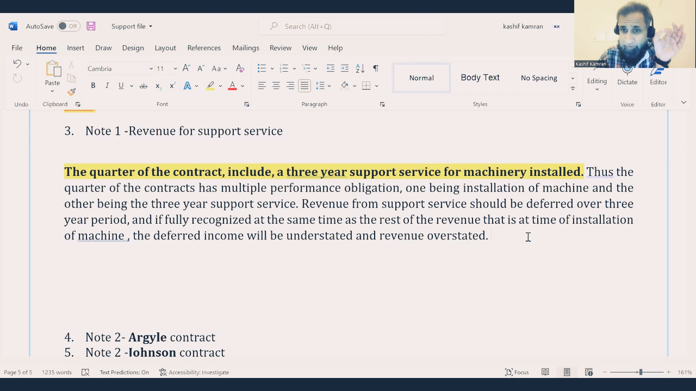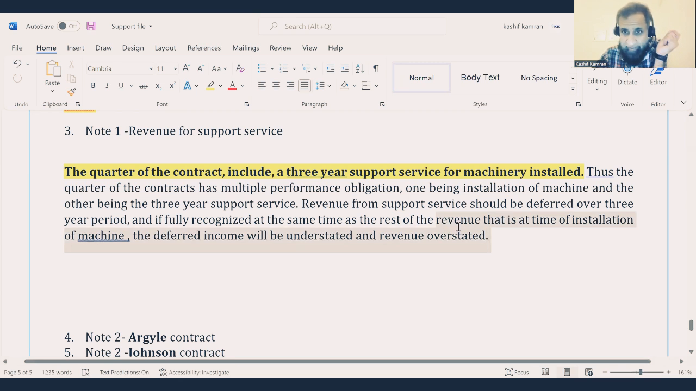Revenue from support service should be deferred over a 3-year period. And if fully recognized at the same time as the rest of the revenue, that is the time of installation, the deferred income will be understated and the revenue overstated.